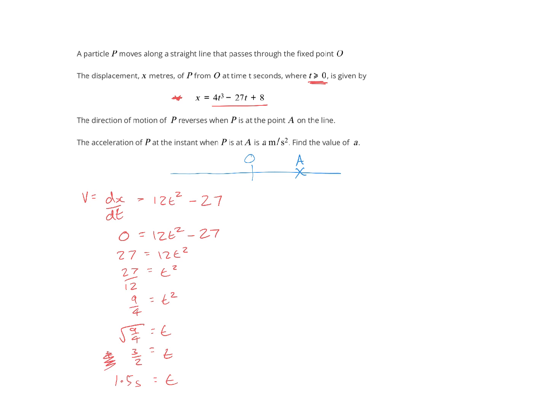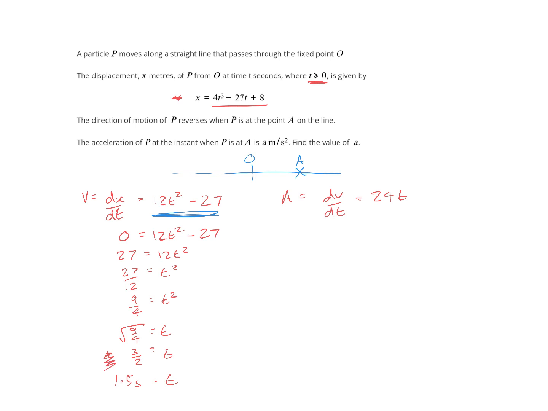Now the question asks for the acceleration. It wants the value of a, the acceleration at point A. So for the acceleration, I know what time it happens, but I don't know the formula for acceleration. But acceleration is just going to be the differentiation again, this time of the velocity. So my acceleration is going to be dv by dt. So I differentiate my velocity. I'm differentiating this thing. That will come out quite nicely, because 12t squared goes to 24t, and the minus 27 disappears. So that's my formula for the acceleration.